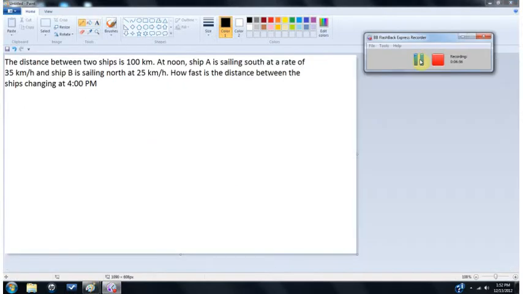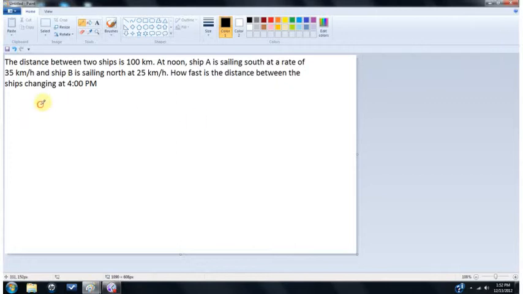The distance between two ships is 100 kilometers. At noon, ship A is sailing south at a rate of 35 kilometers per hour and ship B is sailing north at 25 kilometers per hour. How fast is the distance between the ships changing at 4 p.m.? So once again, the first thing we do is we draw a diagram.